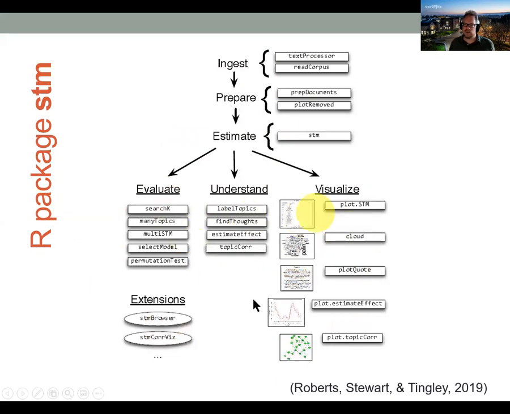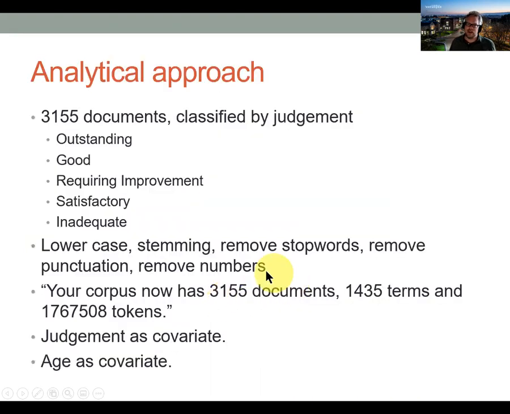And I certainly have not done all these things, certainly not for this particular paper, but that is the workflow that I've been working with. As you might have seen from the screenshot previously, I worked with the same corpus as the article that I just mentioned. So that's 3,155 documents or reports classified by judgment. So we've got reports for outstanding, good, requiring improvement, satisfactory, and inadequate.